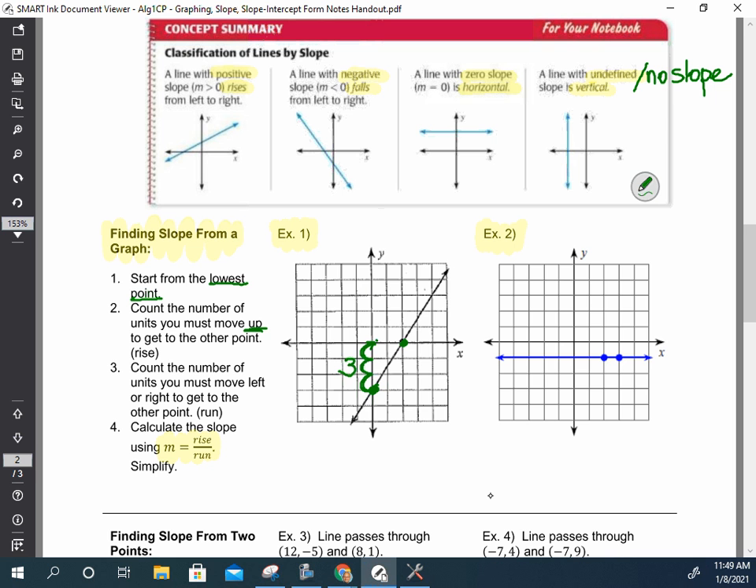Now we count the number of spaces that you got to move over. How many spaces did I have to run? 2. So now we can give our answer. Your slope is rise divided by run. Your rise was 3, and your run was 2. 3 over 2. That's it.